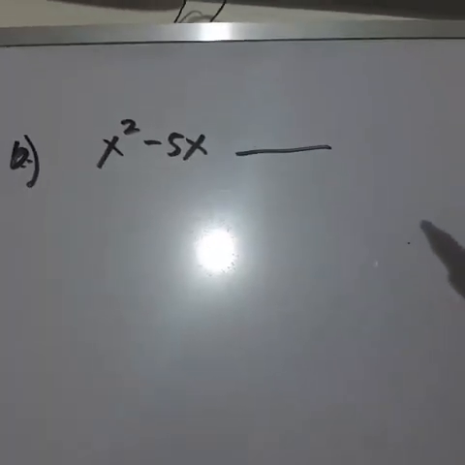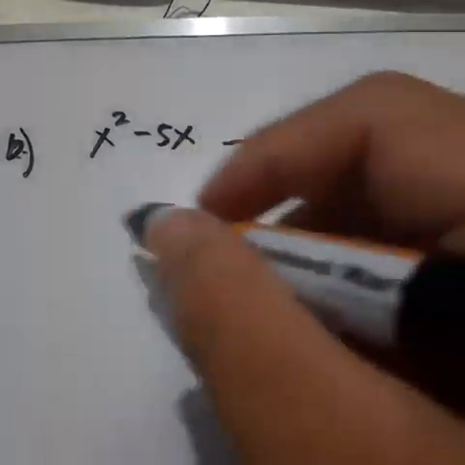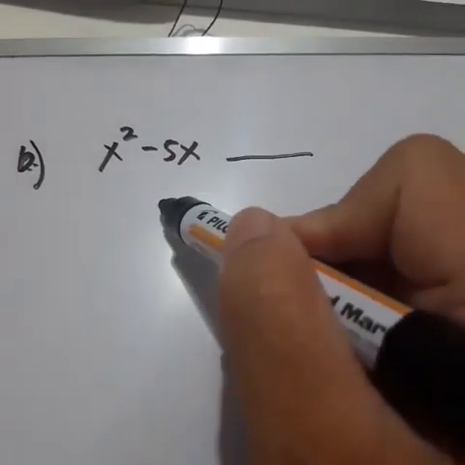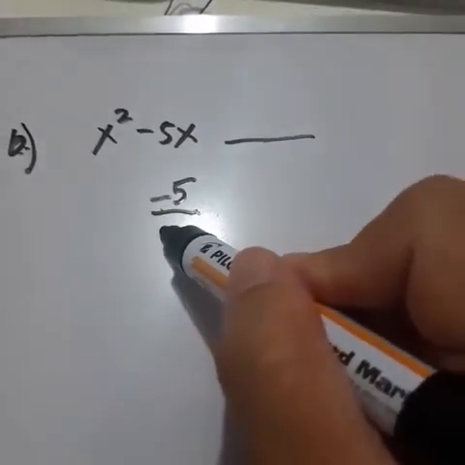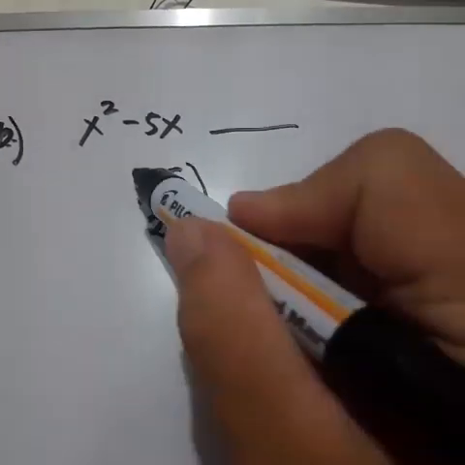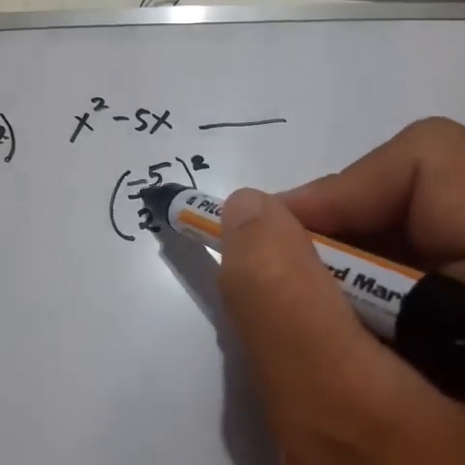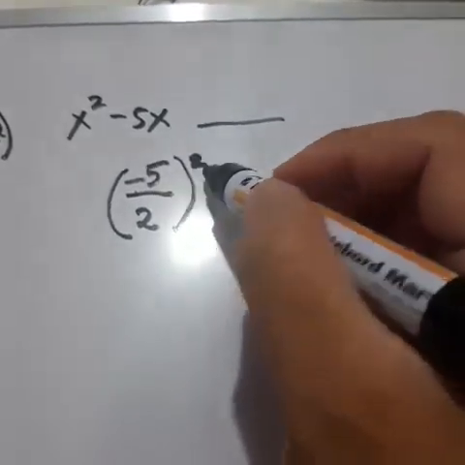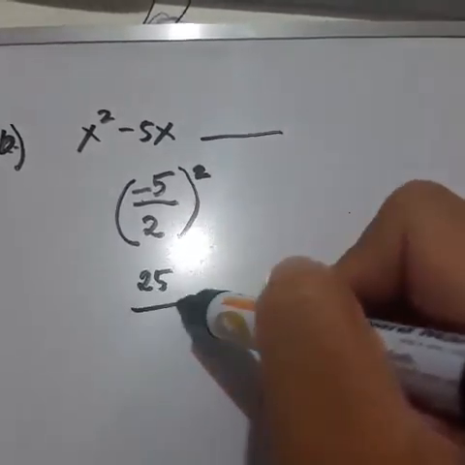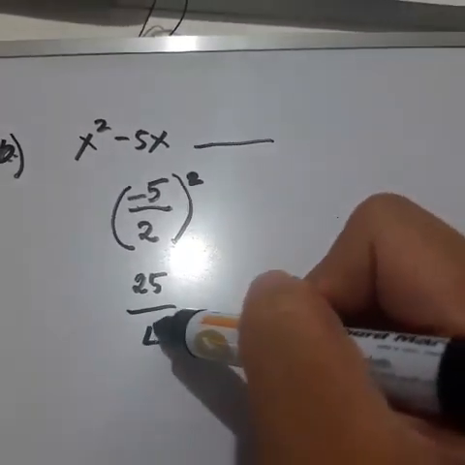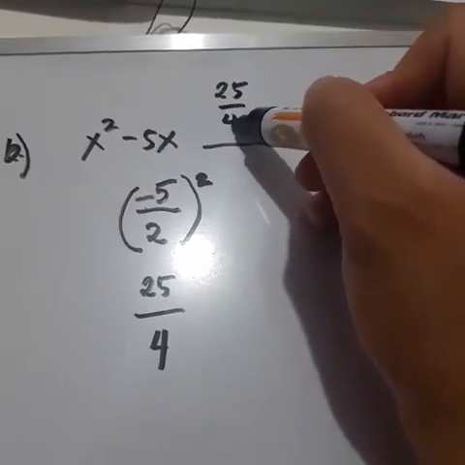Okay, example number 2. We have x squared minus 5x. Then we wanted to determine the third term so we can factor it out. So, still, second term, negative 5. Divide it into 2. And then square it. So, negative 5 over 2, hindi naman siya exact. So, square na natin siya. So, negative 5 squared is 25. And 2 squared is 4. So, ang third term natin dito is 25 over 4.